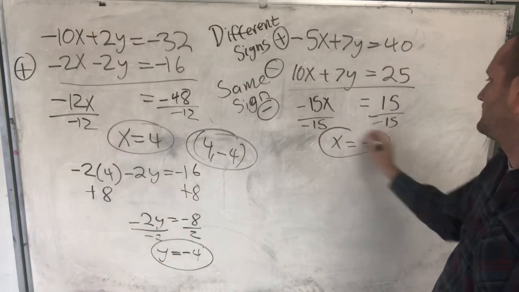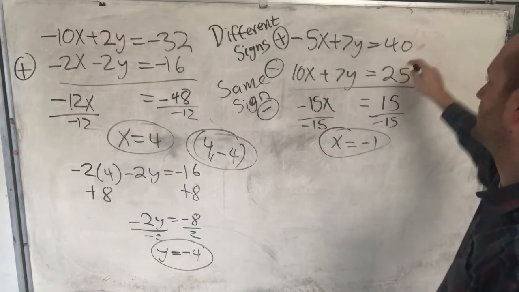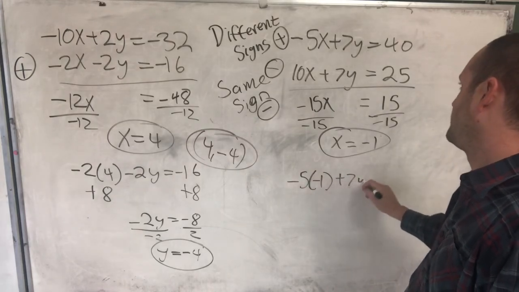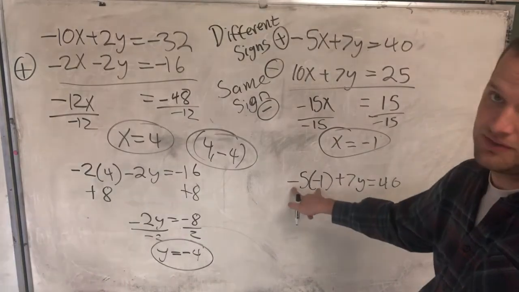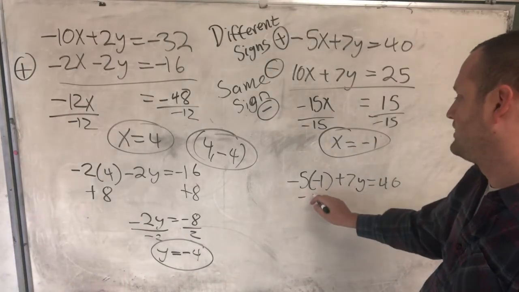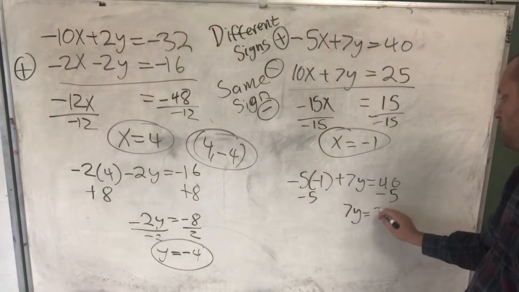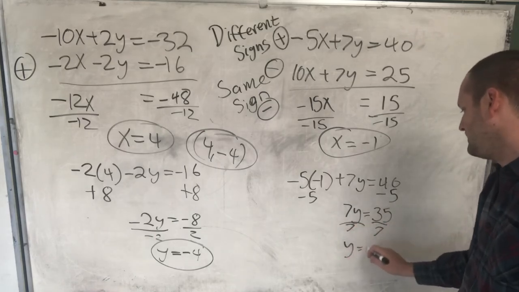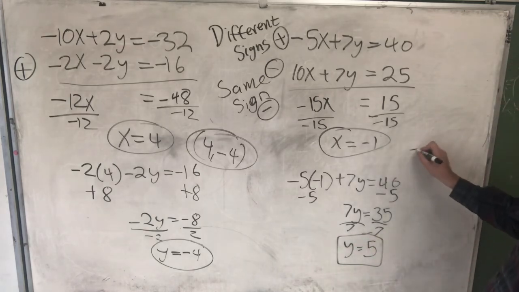That is my x value for this equation. I take that and plug it back in. Let's plug it into this top one. Negative 5 times negative 1 plus 7y equals 40. That's going to give me positive 5. How do I get rid of a positive 5? I subtract 5. So 7y equals 35. Divide both sides by 7. That gives me y equals 5. So my answer here is (negative 1, 5).